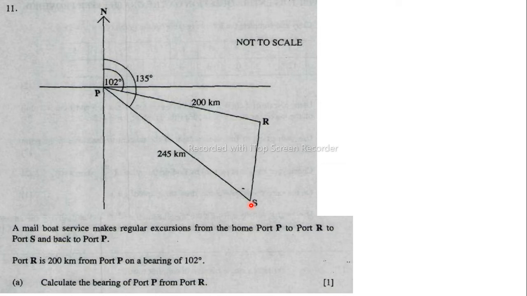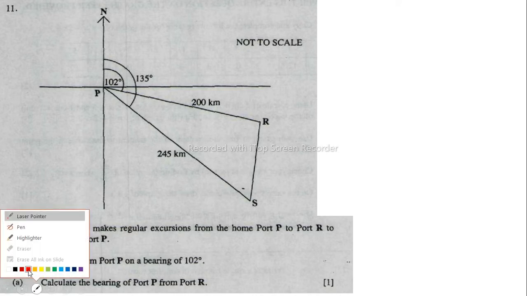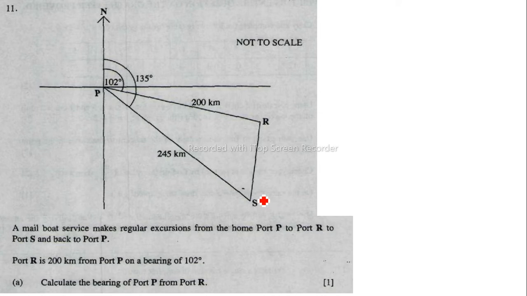No. Okay, first let's identify this bearing. Remember we said the bearing of what? Port S from what? P. From P. Good. So remember we always draw our north, and then we start at the north all the way until we reach S. And so how many degrees is that?